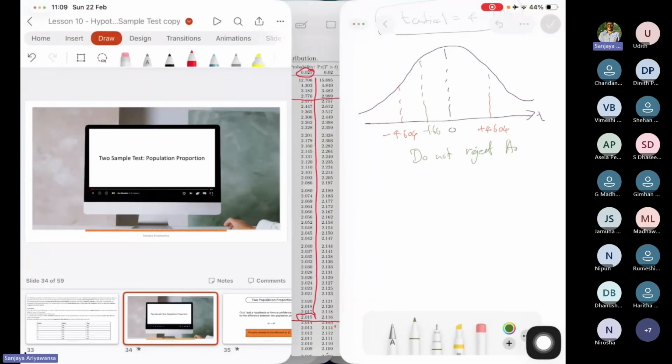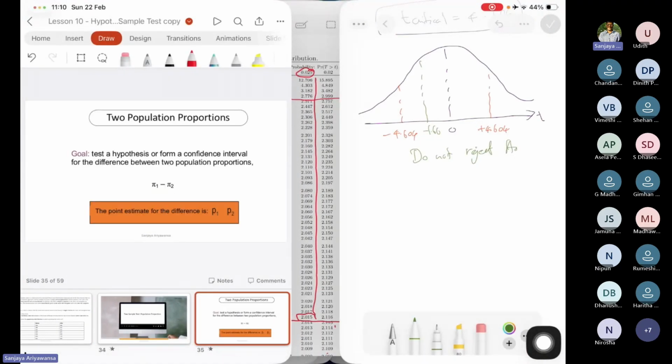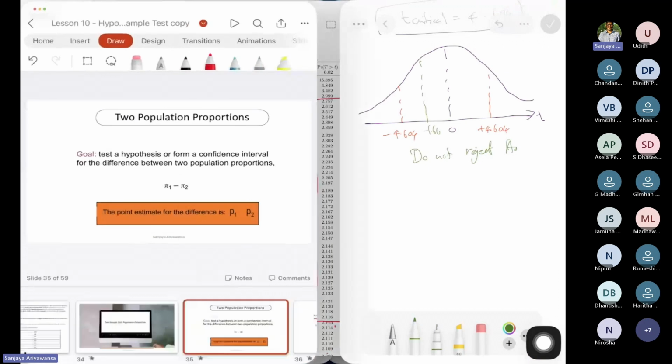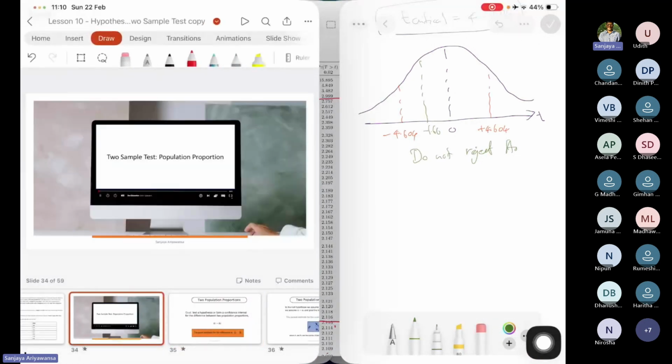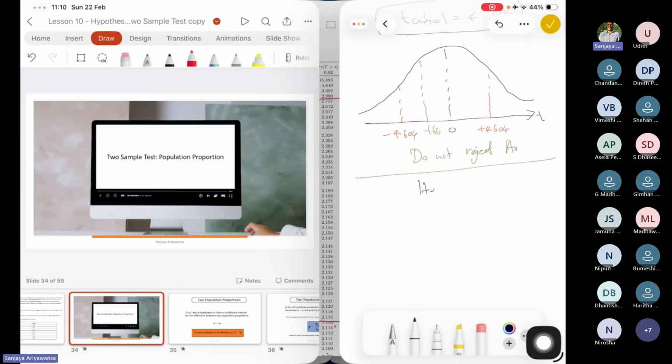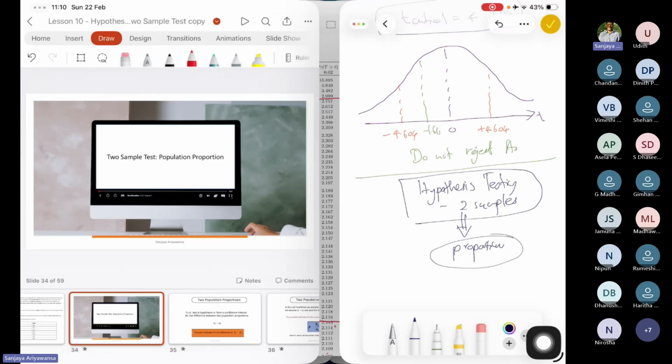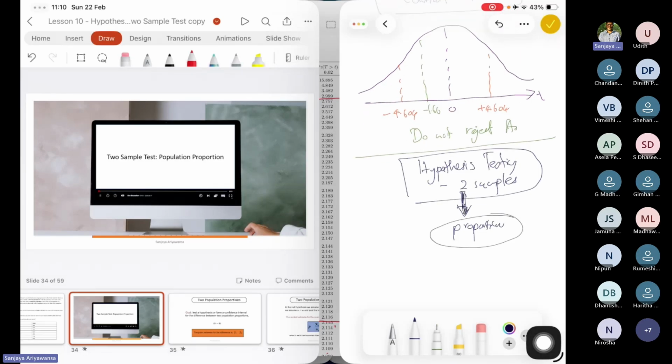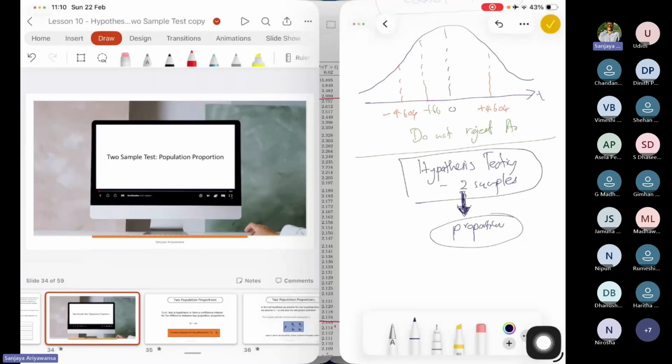Then we move to the last area of today's section, which is looking at population proportion, hypothesis testing for population proportion. So we are looking at two samples, hypothesis testing. Earlier we talked about the population mean. Now we are moving into population proportion. We have another part, which is population variance. We will not go into that today. We'll look at it next week.